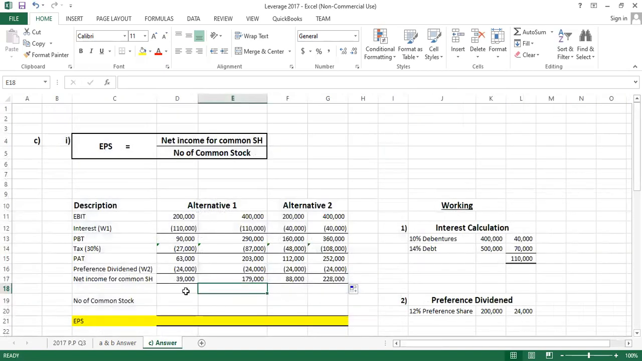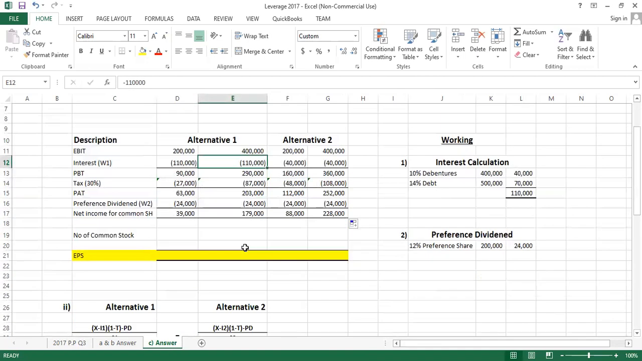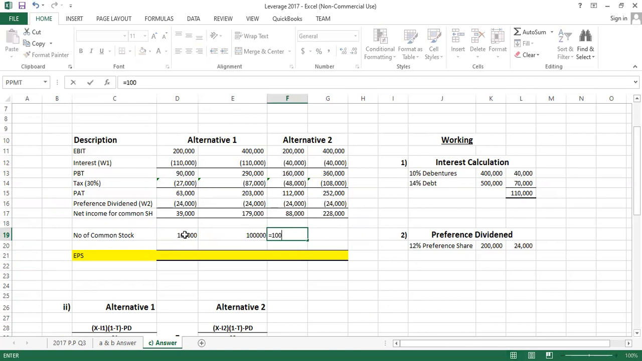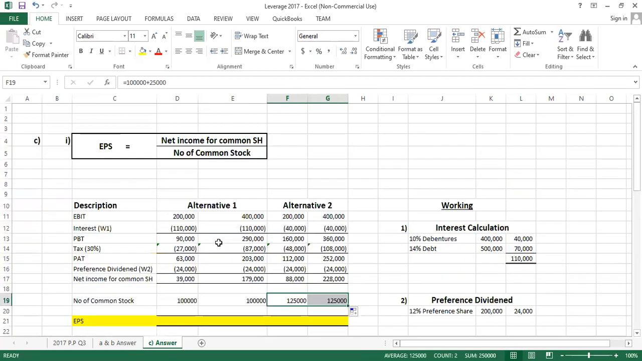So alternative 1 number of common stock is 100,000, and also alternative 2 common stock is 100,000 plus 25,000. Then we have calculated all of these.